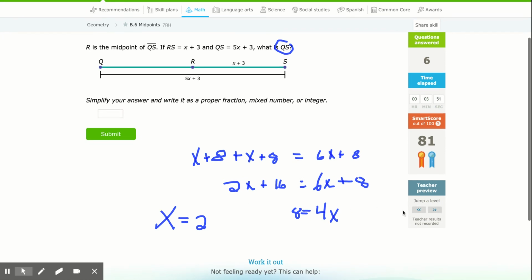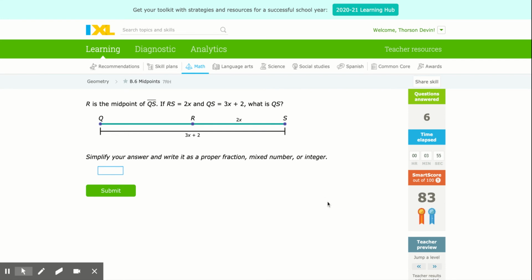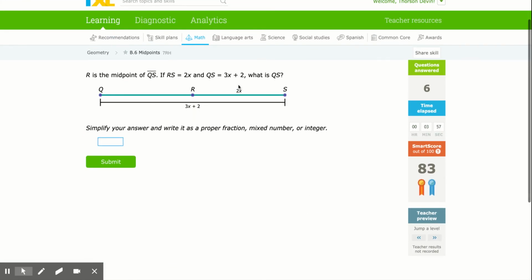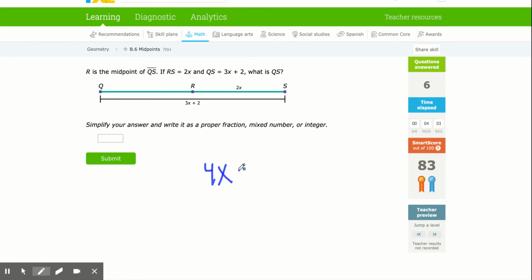So again, I'm not going to do too many more of these, you just need to be able to do your basic algebra. Again, I find it easier just to do the 2x plus 2x, that's 4x. That's the whole entire length of the line, but it also says the whole entire length is 3x plus 2. So then again, minus the 3x over, we find out x has a value of 2.